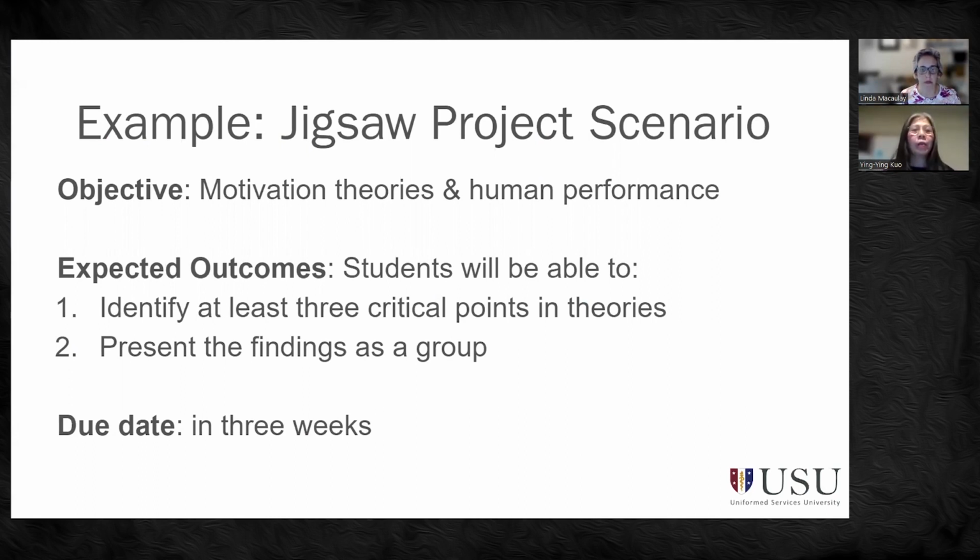So here, this example is about, I want students to learn about motivation theories and how the motivation affects human performance. So I define the expected learning outcomes. That is, students need to learn about motivation theories, and they need to identify at least 3 critical points about human performance. And this is a group work. So they will work as a group, and at the end, they need to present their findings as a group to the class. I estimate that this example will take about 3 weeks along with my teaching.